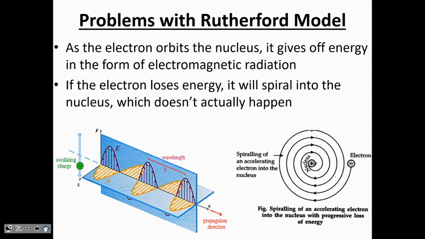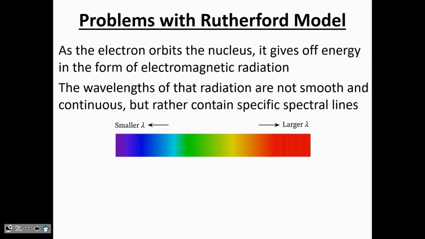So Rutherford's model didn't explain how the electron is able to maintain its position outside of the nucleus and not eventually spiral into the nucleus. So that was one problem with the Rutherford model. Another problem is that, as I said before, as that electron orbits the nucleus, it's accelerating because it's moving in a circle and it gives off energy in the form of electromagnetic radiation.